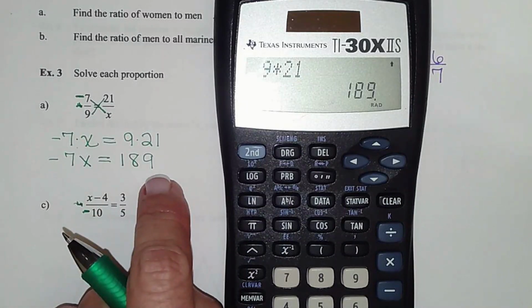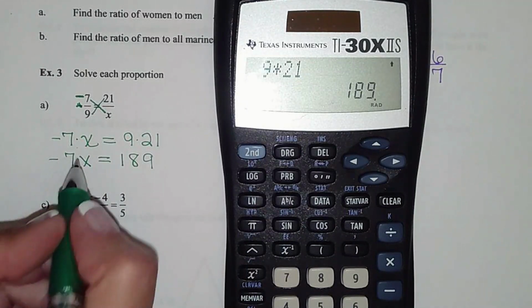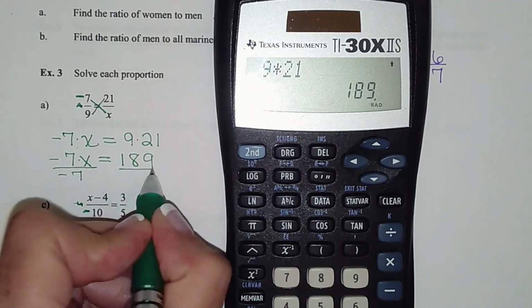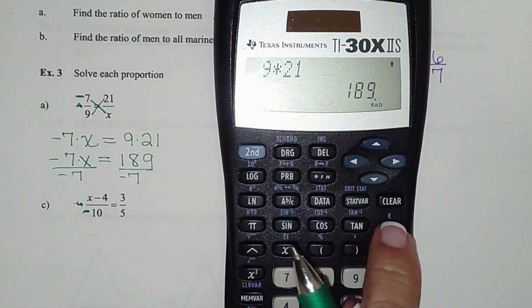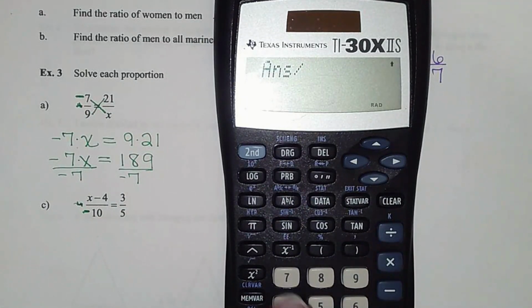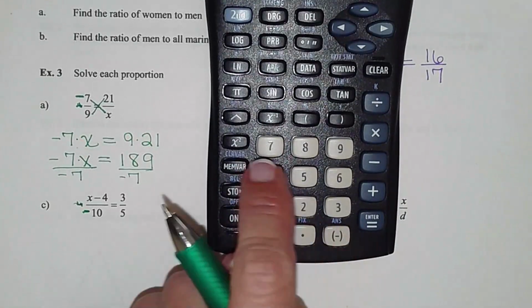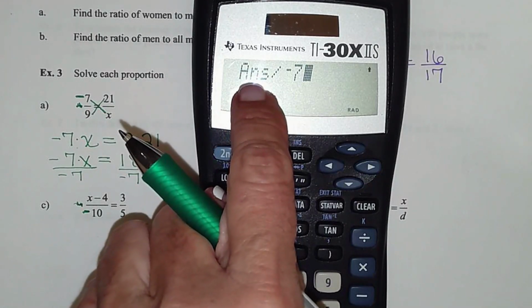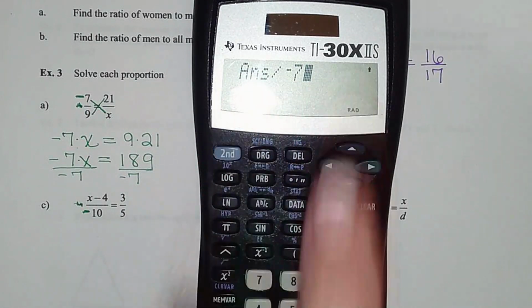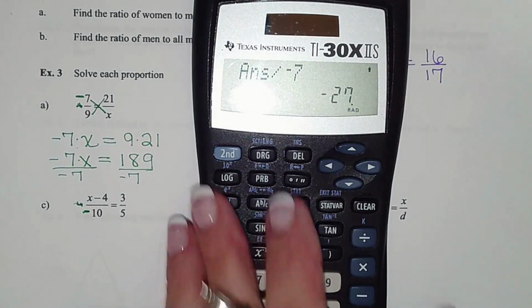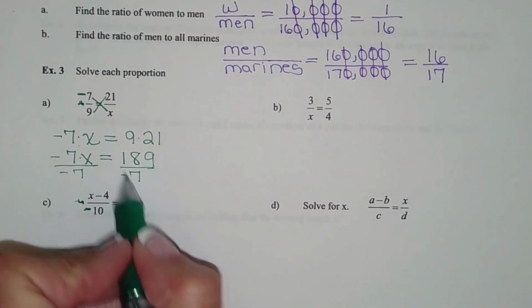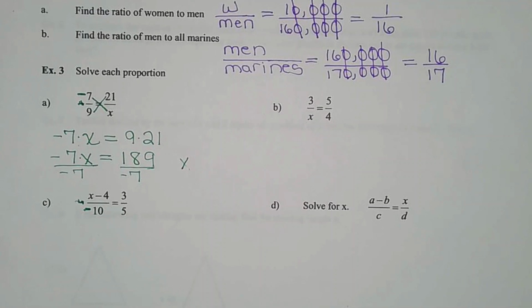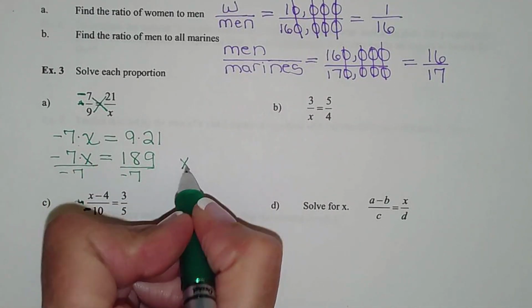So this is our new problem, and then you just solve it like normal. The opposite of times negative 7 is divide by negative 7. So with the 189 still in there, divided by negative 7. And so see how that says the answer to your last problem divided by negative 7. And that would be negative 27. And we knew it was going to be negative because one negative is negative. So x equals negative 27.